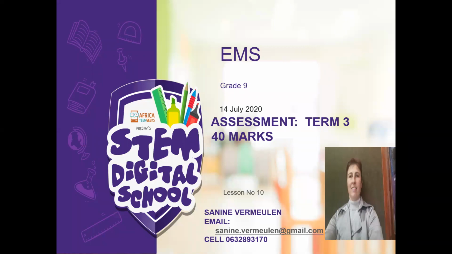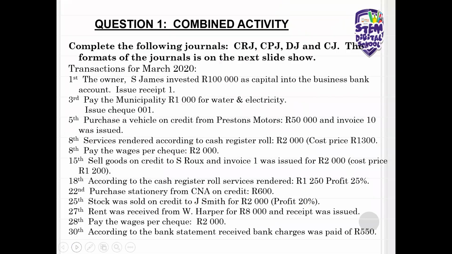Right, I'm going to the next slide, and there is your question for today. Question 1, that is the only question you're going to do today. That will be a combined activity. We're going to work through that slide, and it is saying they complete the following journals: CRJ, CPJ, DJ, and CJ. The formats of the journals are on the next slide show. I will get to that right now.